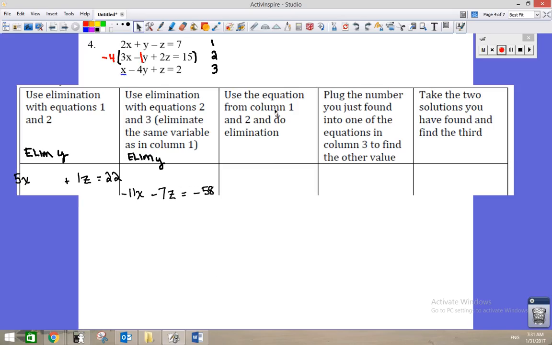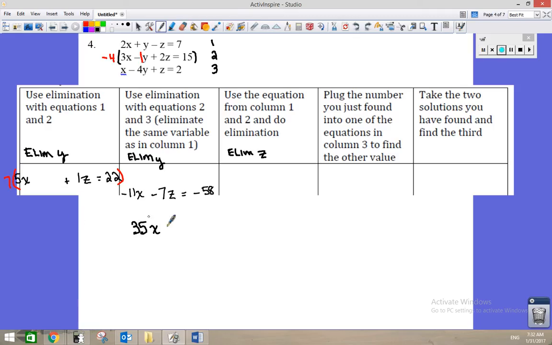So I want to use the equations from column 1 and column 2 and do elimination. So let's look and see what we have here. Well, with a 1z, I'm going to choose to eliminate z. And since this is a negative 7, I need this positive 1z to be a negative 7 as well. So this equation, everybody gets multiplied by negative 7. Actually, I'm sorry, I want a positive 7. I need the numbers to be equal and opposite. So I won't have opposites if I multiply by negative.